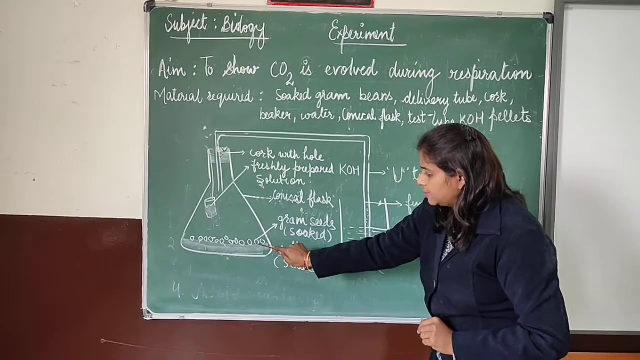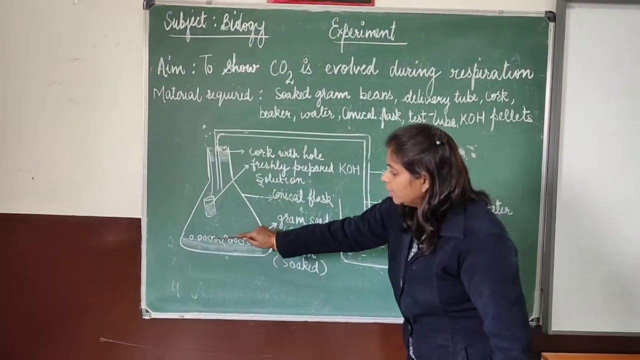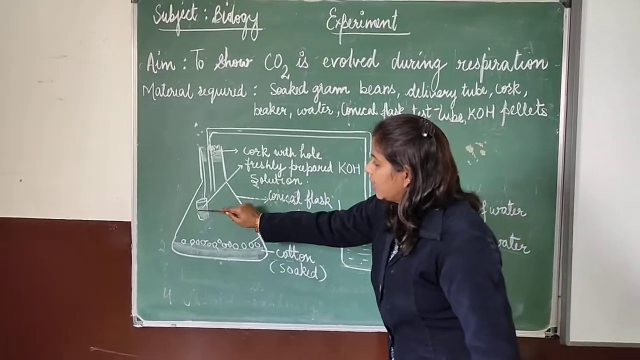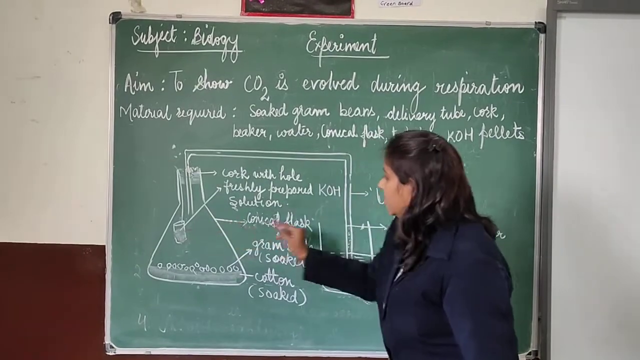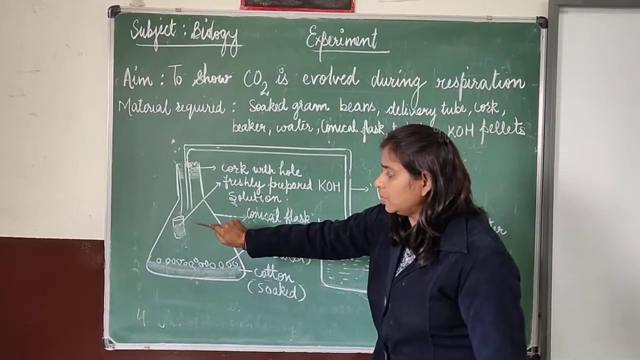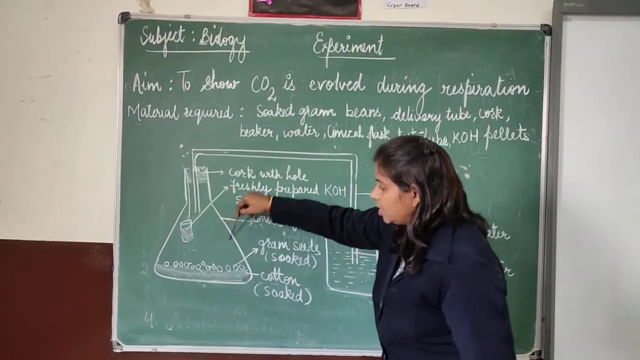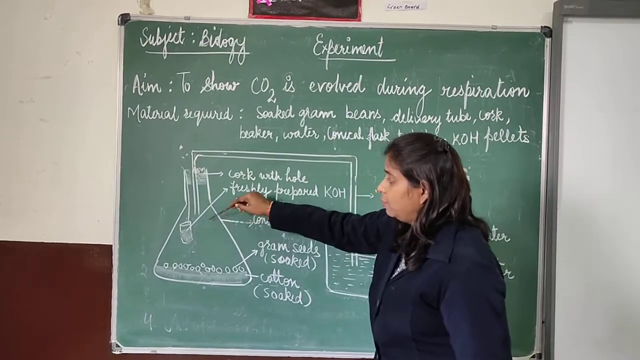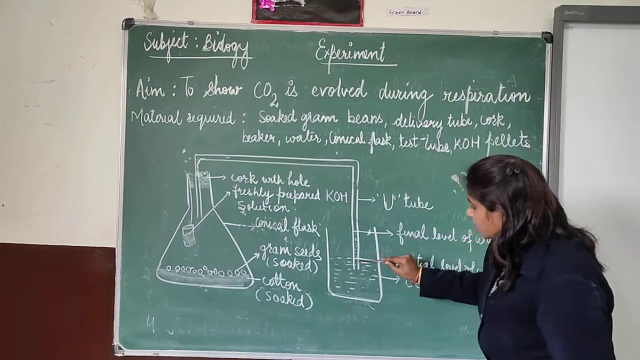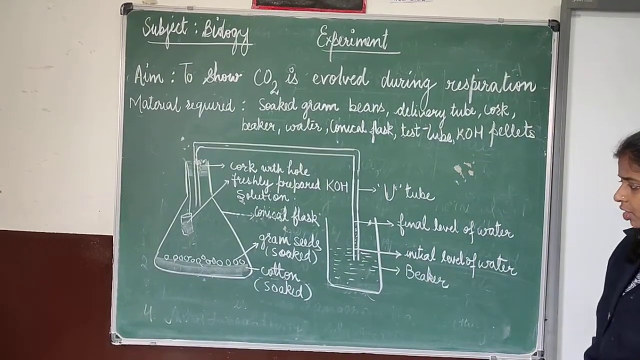Now these are the gram seeds. When they show respiration, then what will happen? Carbon dioxide will evolve, and this carbon dioxide will be absorbed by this KOH solution, and it will form potassium carbonate. So now what will happen? A vacuum will be created inside the flask. Due to the vacuum, suppose this is the initial level, as you can see, this is the initial level of the water.